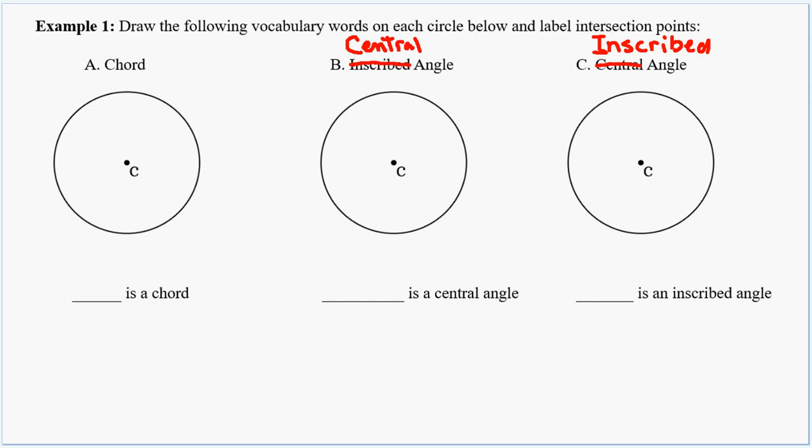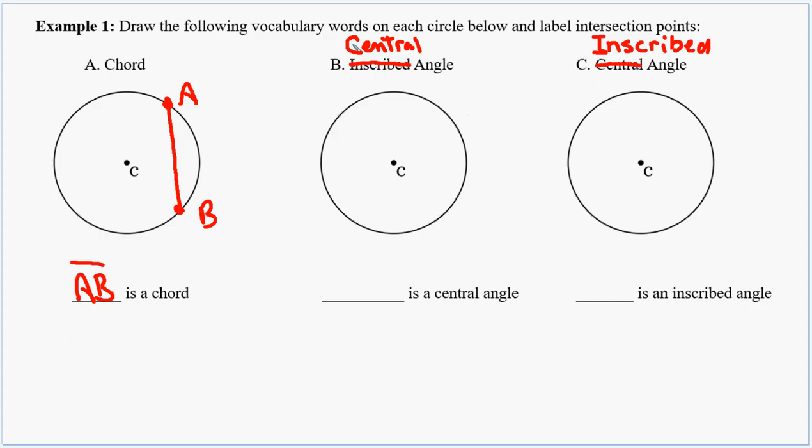And here in example 1, we did have a little typo. Draw the following vocab words on each circle. Label the intersection points. So the first one's good, chord. I'll use red ink. I'm going to put point A here. I'm going to put point B here, and I'm going to connect them. So segment AB is a chord.